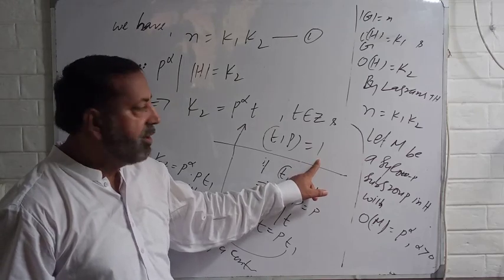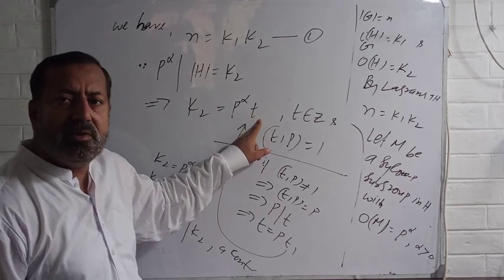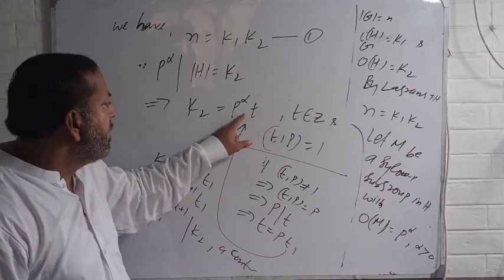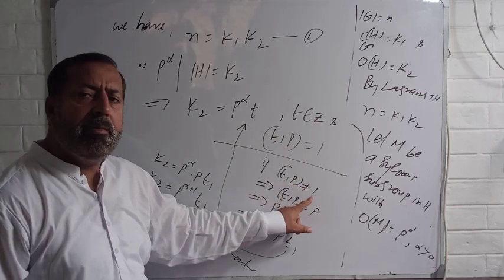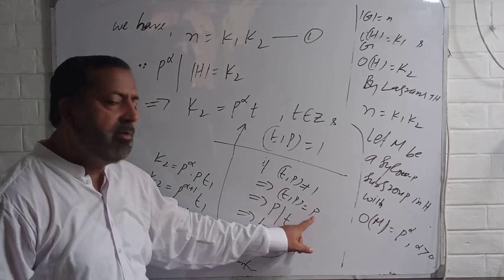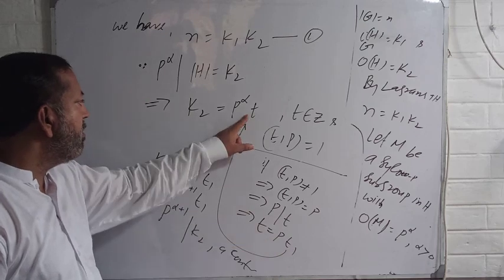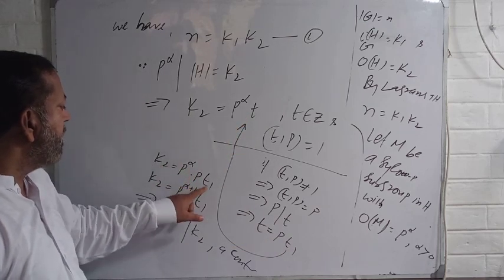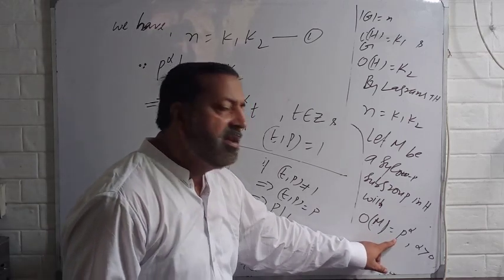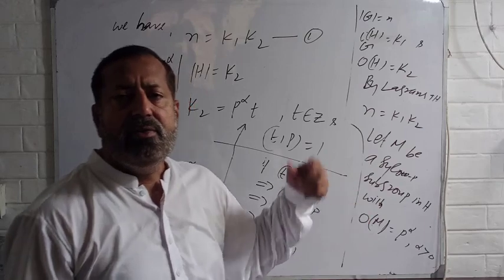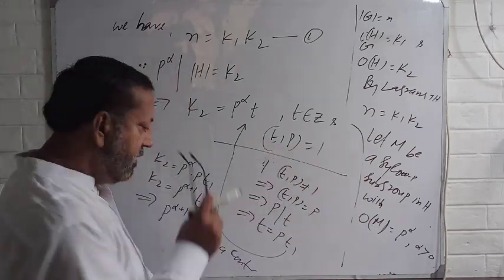This is a very important condition. So since P power alpha divides K2, K2 is equal to P power alpha T because of the definition of division. So here P and T are relatively prime. If T and P are not relatively prime, then GCD of T and P would be equal to P, meaning P divides T. So T is equal to P T1. Put here, so K2 is equal to P power alpha plus 1 T1, so P power alpha plus 1 divides K2. A contradiction because P power alpha is the highest power which divides the order of H. So that's why T and P are relatively prime. Okay, yes, this is clear.